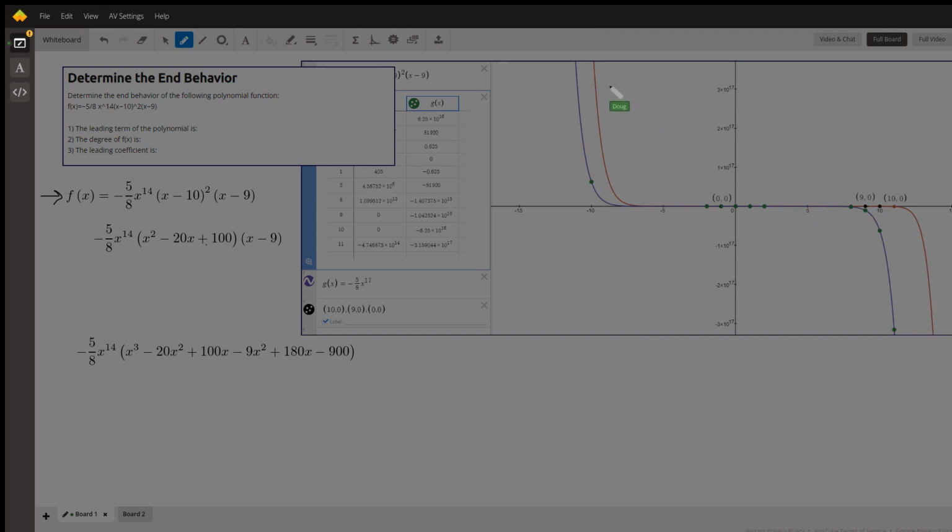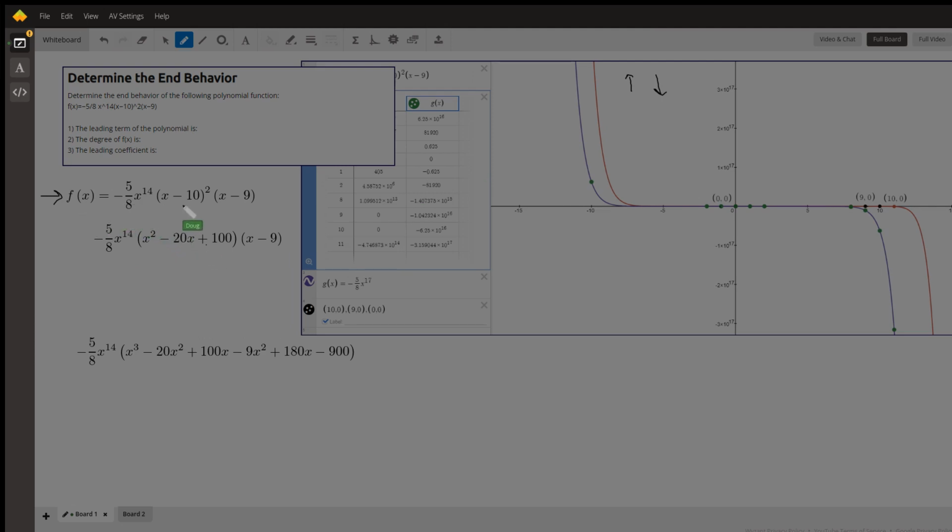which has end behavior as x approaches negative infinity, y approaches positive infinity, and as x approaches infinity, y approaches negative infinity. So some textbooks say that the end behavior is up, down. Question is, how do you figure that out just by looking at this function in factored form?